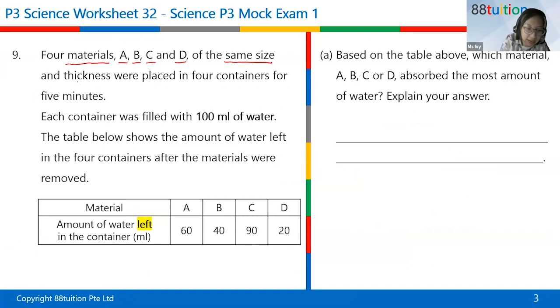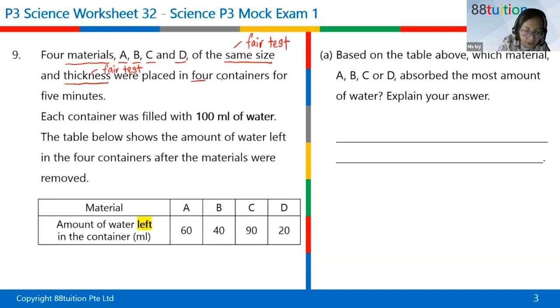They are all of the same size, same thickness, for a fair test, so that you have a fair experiment. Otherwise, the results will not be valid. So same thickness, therefore a fair test. Everything must be same. Same size, same thickness, just different material.